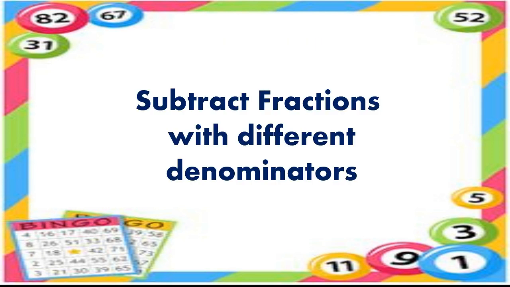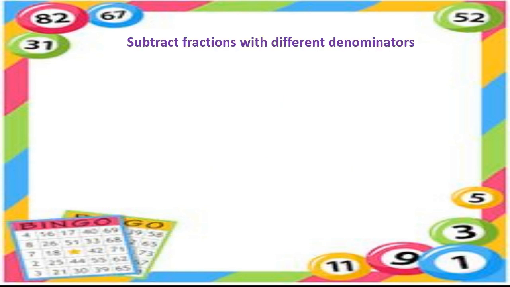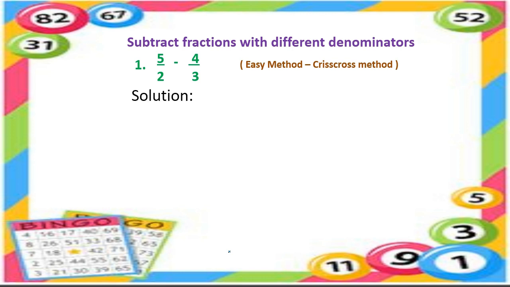Now we are going to learn how to subtract fractions with different denominators. So let's start with our first question, which is 5 upon 2 minus 4 upon 3. Here you can see both the denominators are different. So how can we subtract these sort of fraction? These type of fraction are also called unlike fractions because they are having the different denominators. So today we are going to use the easy method, which is called crisscross method. Now we are going to begin our solution. In this method we have to follow some steps.